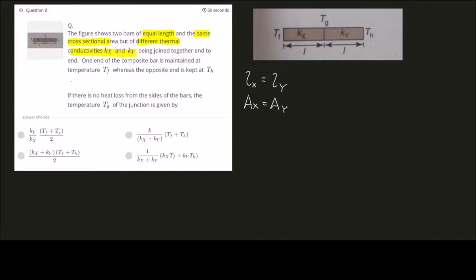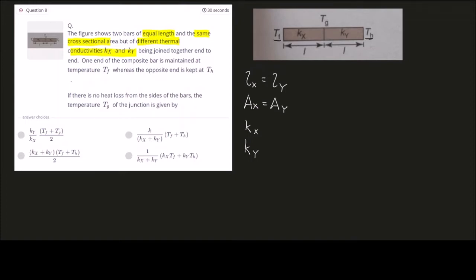Y. And they say the thermal conductivity is different, so you don't have a particular relationship, so you just write it down like this. Then they are joined together end to end, meaning the end of X is connected to the end of Y. One end of the composite bar is maintained at temperature Tf, whereas the opposite end is maintained at Th. As they mentioned here, this one will be Tf, this one will be Th.